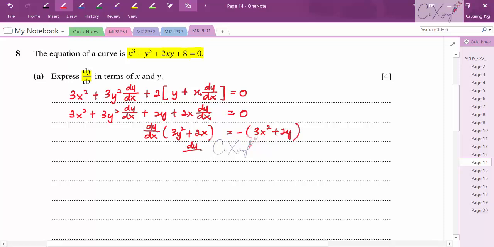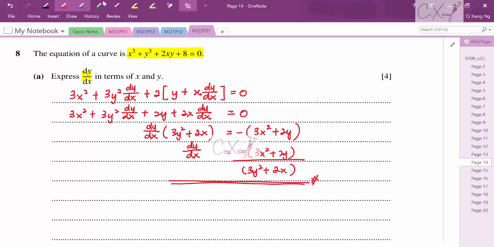Okay, so if I move the bracket to the right hand side, I will get dy/dx here. So my dy/dx should look something like this. And if we double check, we realize that it cannot be simplified anymore. So this will be the answer for our dy/dx. For this question, we are applying implicit differentiation. Alright, then now we proceed to part B.